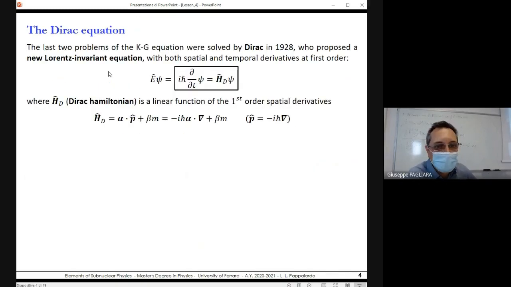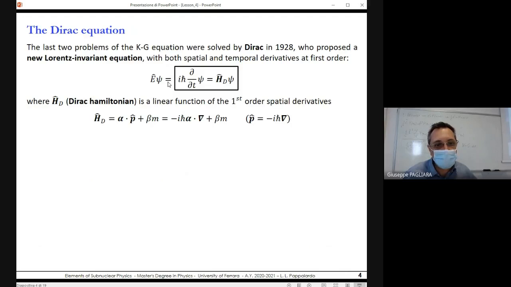Now, we have to solve all the problems that I listed in the previous slide. And part of the solution was proposed by Dirac in 1928, who proposed a new Lorentz invariant equation, where now both the spatial and the temporal derivatives are at the first order. And this makes a big difference.